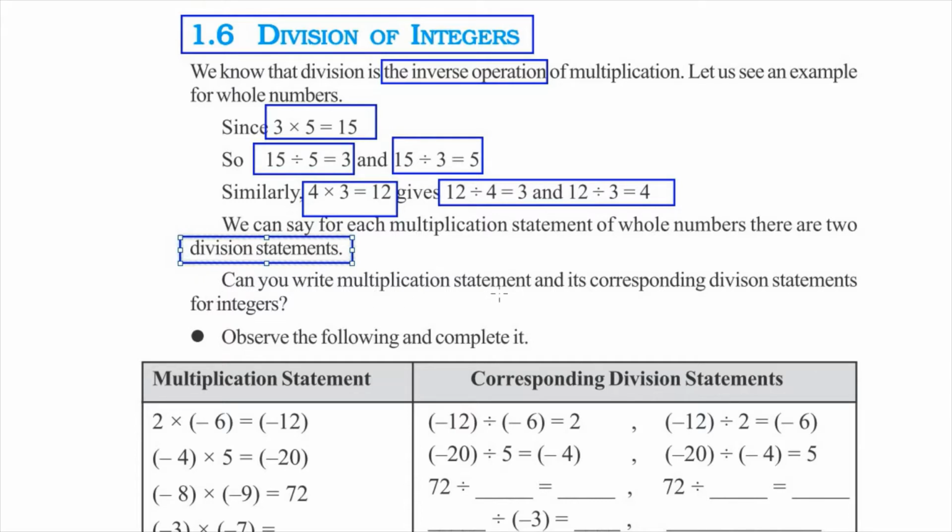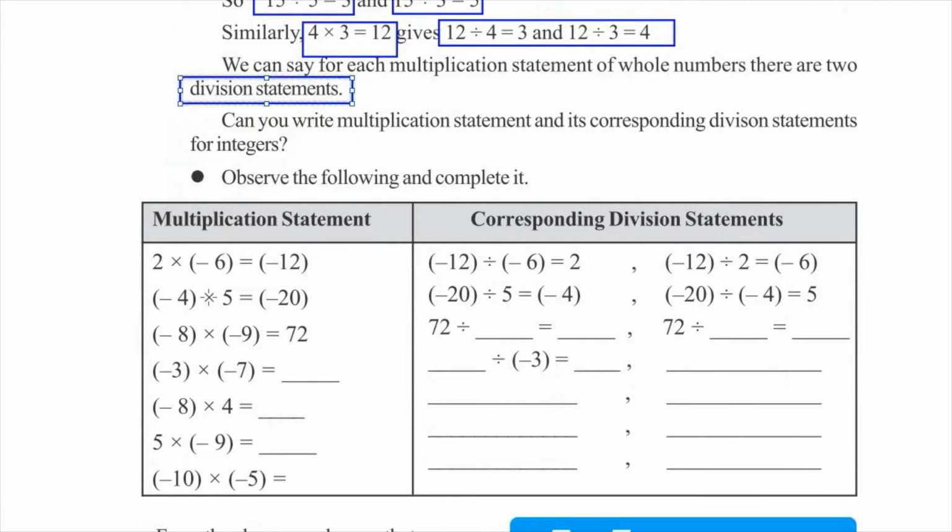Can you write the multiplication statement and its corresponding division statements for integers? Observe the following and complete it. So here we have the list of multiplication statements, and from each multiplication statement we can have two division statements where either of the factors becomes the divisor. For example, in the first multiplication statement, we had 2 into minus 6 is equal to minus 12. In the first one, we had minus 6 becoming the divisor, whereas in the second, we have the number 2 becoming the divisor. Similarly, we have to write it for the others.